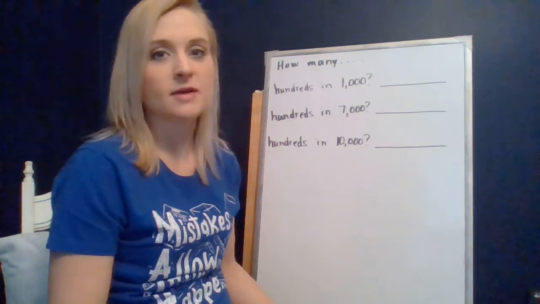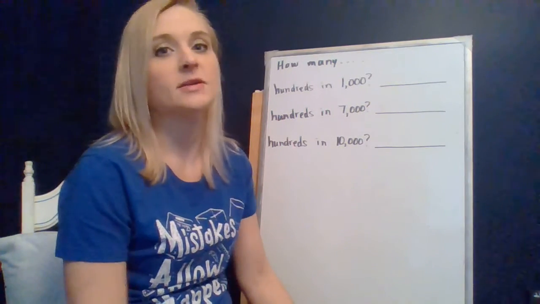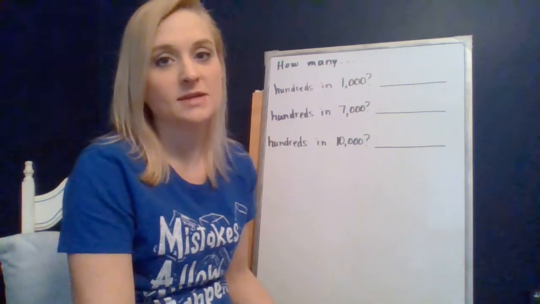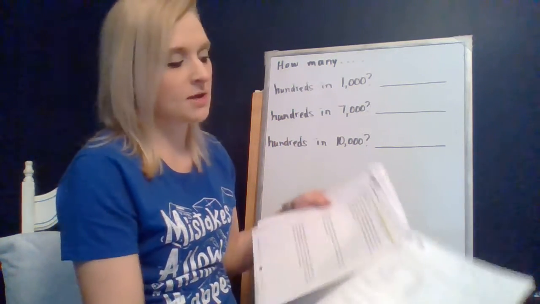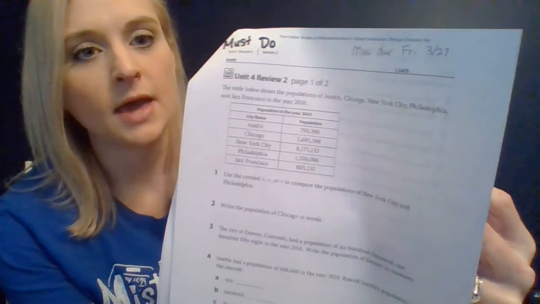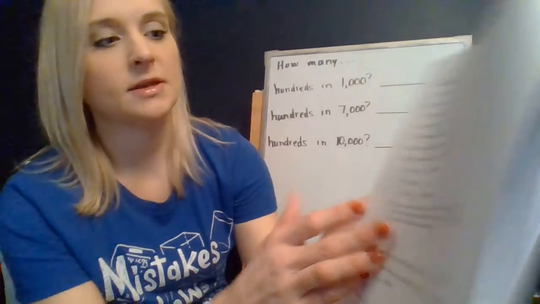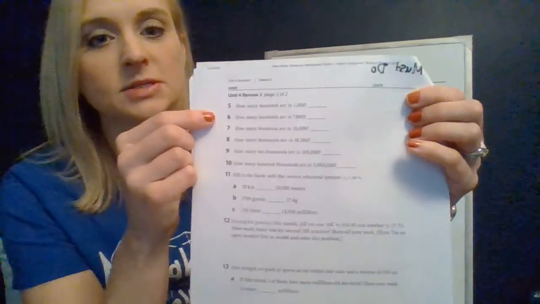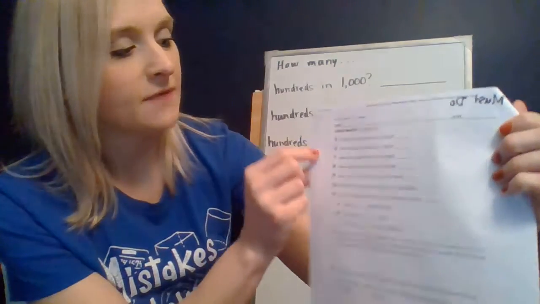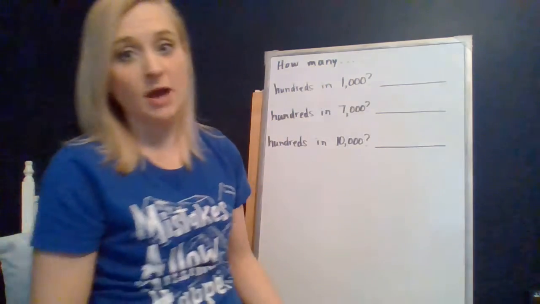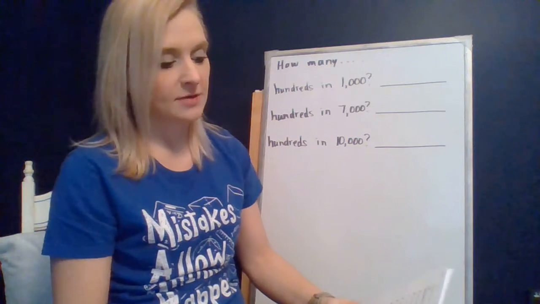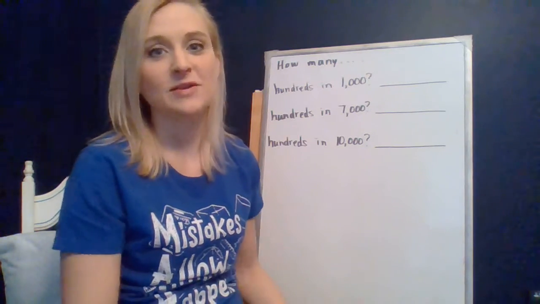Hey, fourth grade. I got to looking over your must-do work, and I just want to make sure that everybody is okay, especially on your second math and writing must-do, which has this table at the top. And on the back of it is where I'm a little bit concerned. Questions 5, 6, 7, 8, 9, and 10, when it asks you how many hundreds or how many thousands or 10,000s or 100,000s are in these numbers.